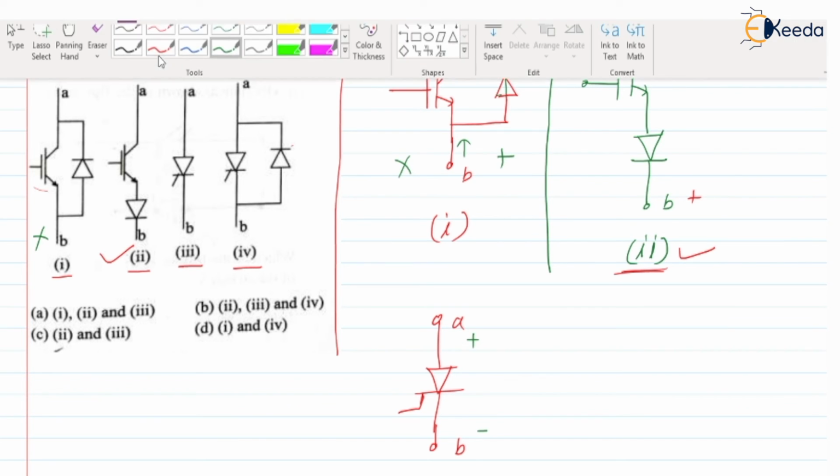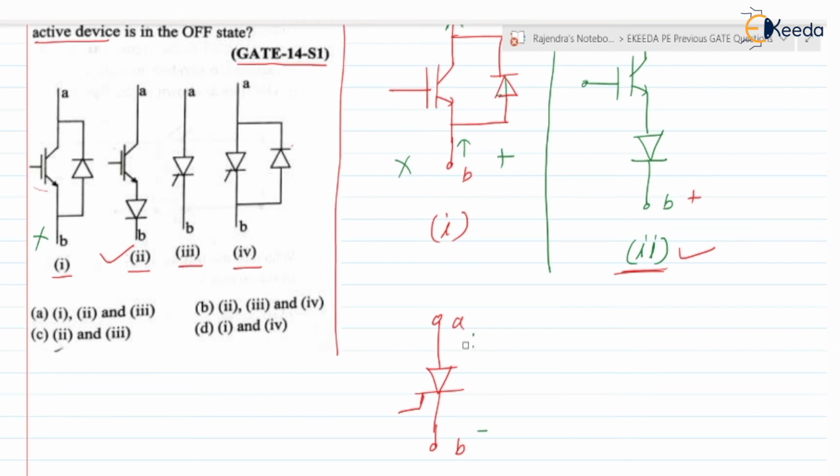At the same time, if we check when it is in the reverse bias mode, that is, the voltage is reverse, it is minus here and plus here. Here current will not flow from B to A because the SCR will not allow the reverse current. So we can say that the SCR, this switch number 3, is blocking the forward as well as reverse voltage.